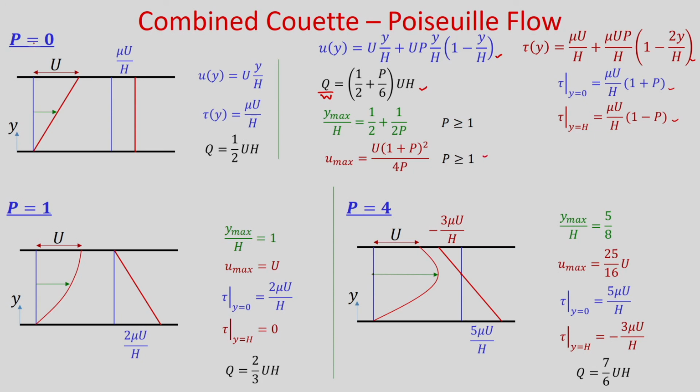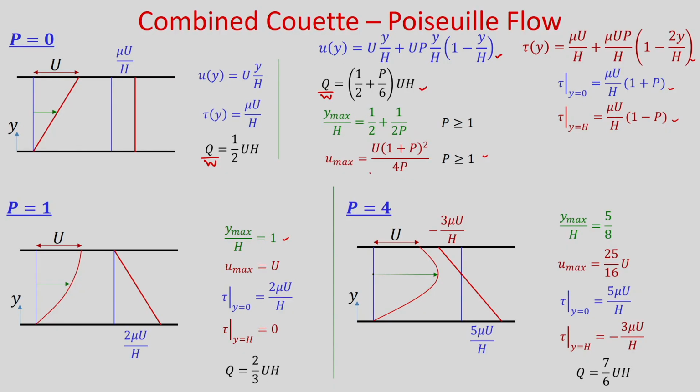So, if p is equal to 0, we know this is a plane Couette flow. So, obviously velocity will vary from 0 to U. So, you can see u is equal to U into y/h, and shear stress is constant, μU/h, and this is the shear stress distribution, and volume flow rate per unit width will be just half into U h. In this case, when we considered plane Couette flow, the pressure gradient was 0.